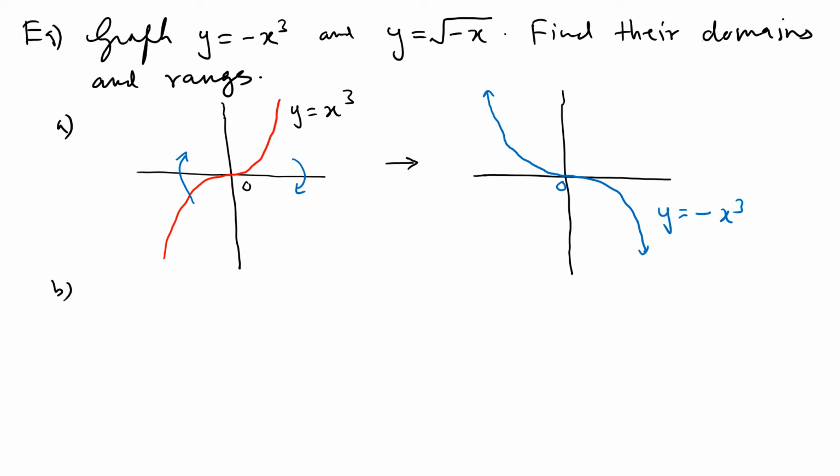So in part B, we have y inside. So y inside means a horizontal change. That means you reflect about the y-axis. So let's start with the graph. So there is the square root function, like that. Start with 0, going like that. So this is the graph of y equal square root x.